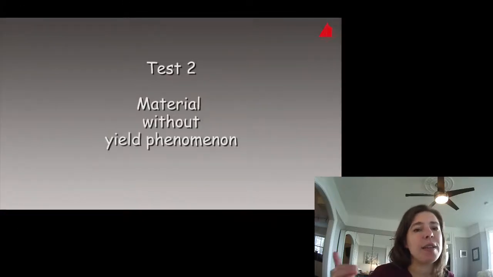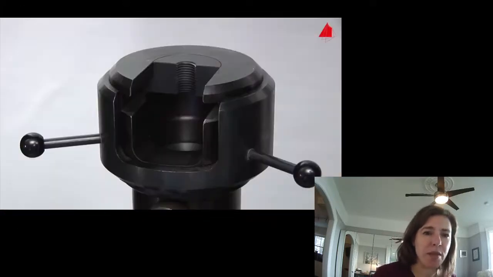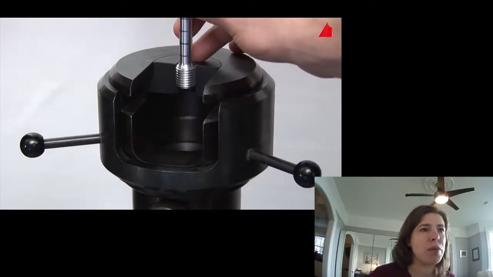That's handy if you're getting into deeper things, and we use it for other calculations, but that's way beyond what we're doing in this course. In the second tensile test, a material without yield point phenomenon is to be tested.